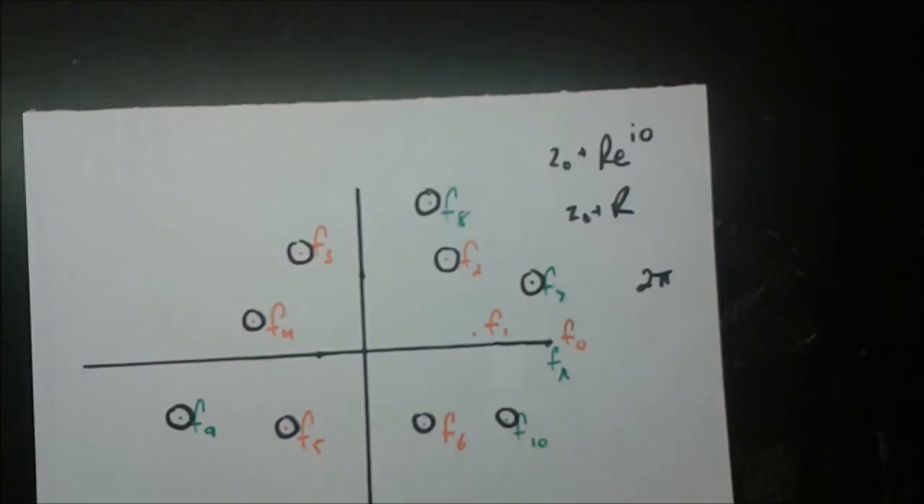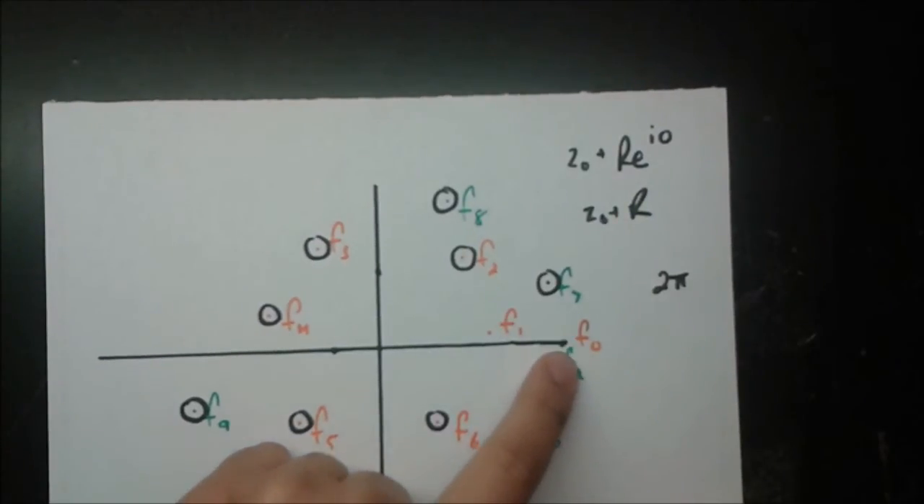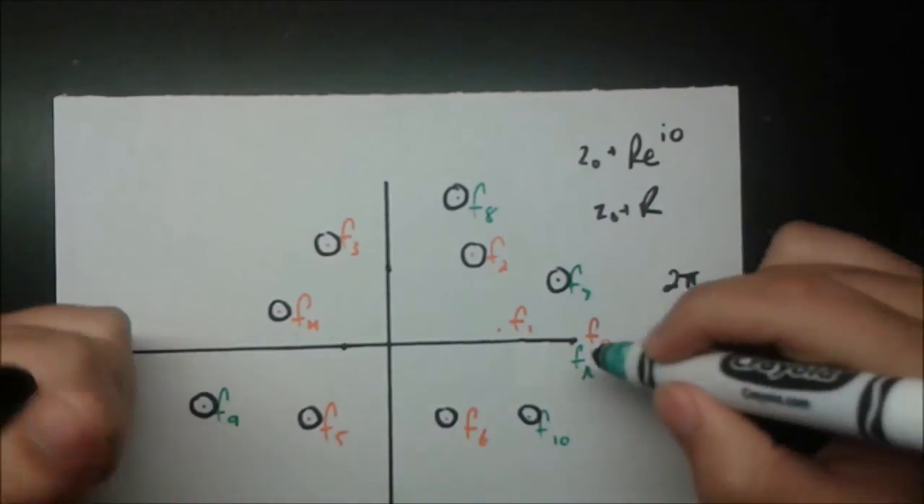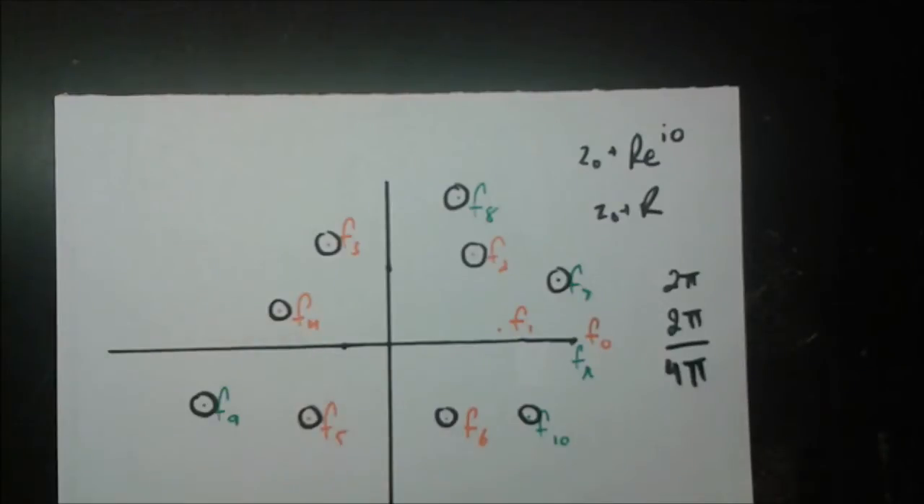And let's see what that means, because as we go to F sub 10, as we go back to F sub n, we have completed 2 full rotations. We completed 2 pi once, we completed 2 pi twice. So we've actually completed 4 pi. So what's the angle at the ending point? The angle at the ending point is 4 pi. What's the angle of the beginning point, F naught? It's going to be 0.